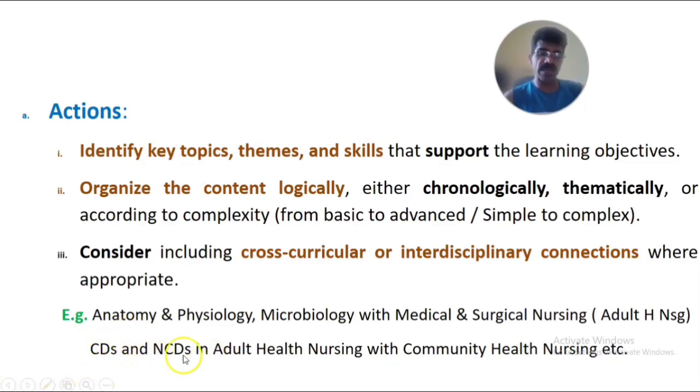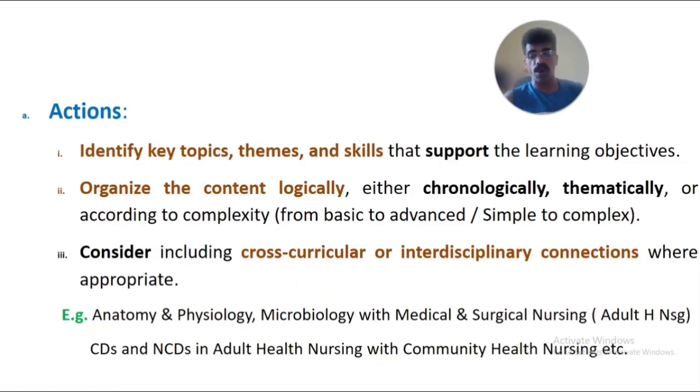Then communicable disease and non-communicable diseases dealt in adult health nursing is connected with the fifth semester and seventh semester community health nursing. Like that, there are cross-curricular or interdisciplinary connections, that is medical surgical nursing or adult health nursing subject is connected with the anatomy, physiology, and microbiology subject. Then medical surgical nursing, communicable disease, non-communicable disease, etc. connected with the community health nursing. Then MCH, obstetric and gynecology, also connected with the community health nursing. Like that, there are cross-curricular and interdisciplinary connections of the subject, wherever appropriate it has to be connected.